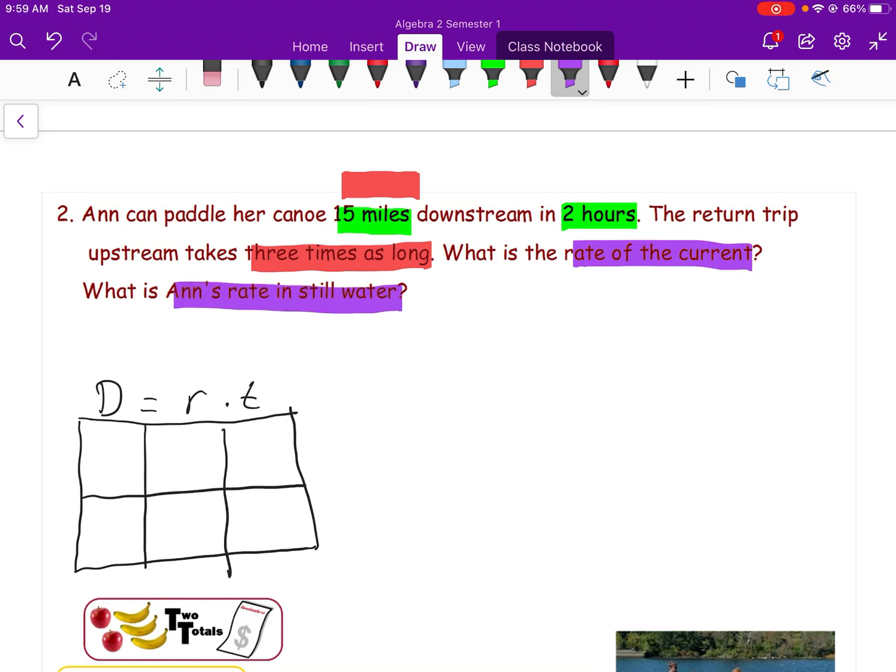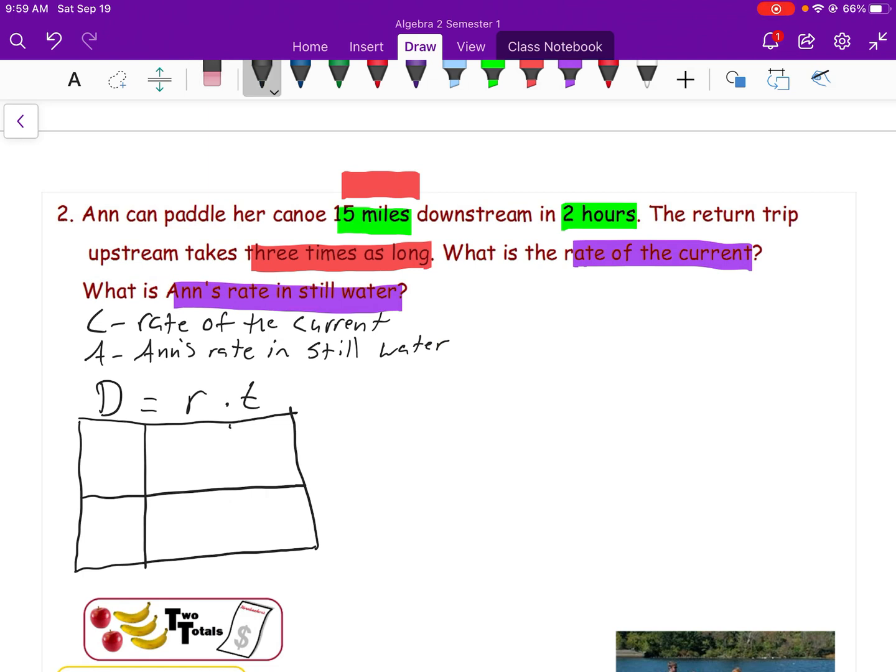Again, the questions will tell you what the variables are. Now, this is where I would use C for the rate of the current, and then A for Anne's rate in still water. Okay, so the way we're going to break this up now is we have two different trips: upstream and downstream. Now the distance was the same for both trips, so 15 and 15.